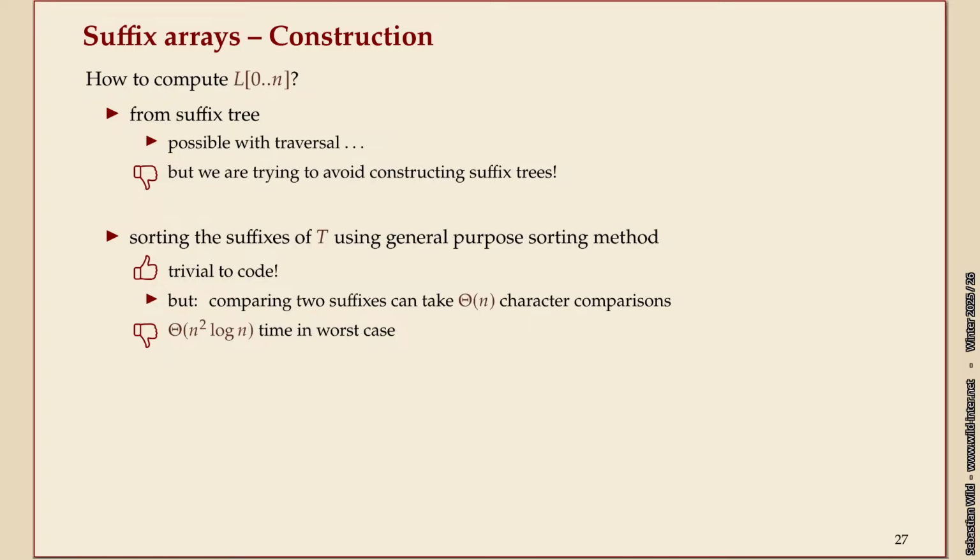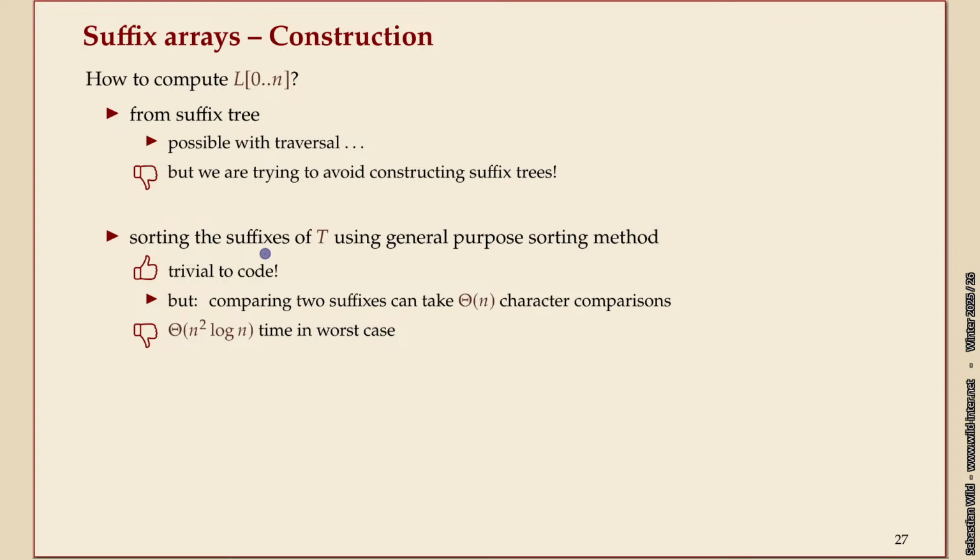Now we found another cool structure that we don't know how to produce at first. How do we compute the leaf array? Clearly, by definition, if I have the suffix tree, I can read off in a traversal the leaves in order. But hey, we're trying to get rid of suffix trees.